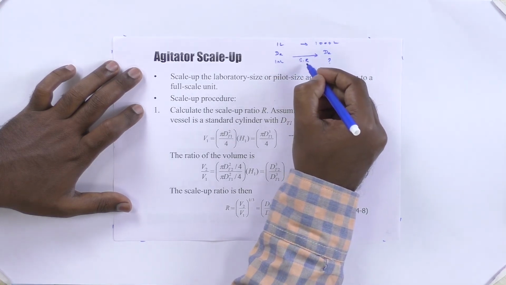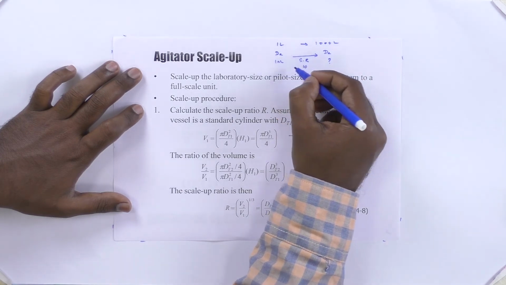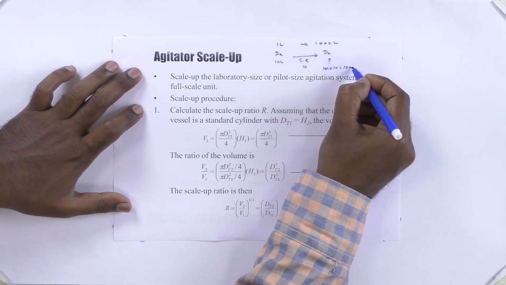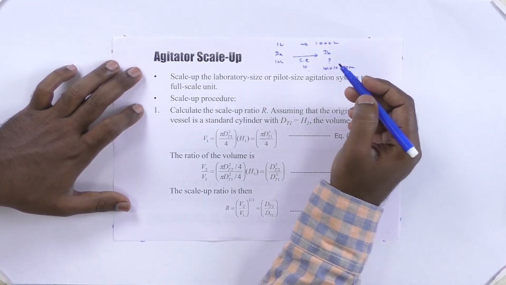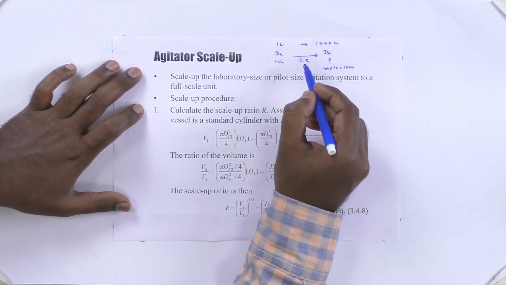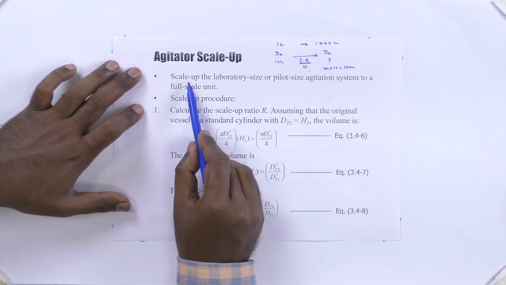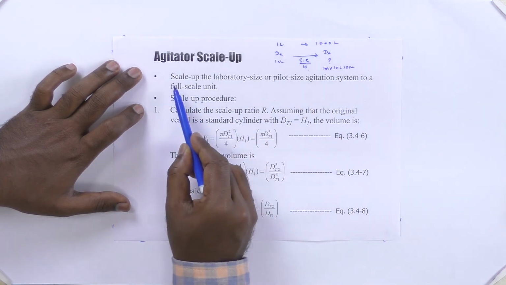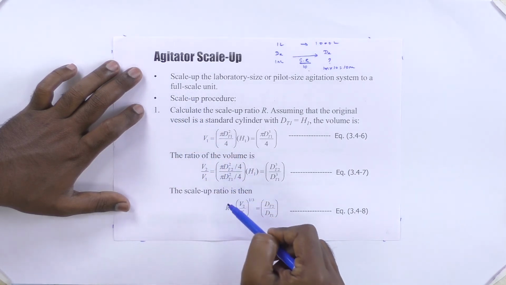To calculate the scale up ratio, for example, if it is going to be 10, then 1 meter into 10, that is going to be 10 meter, which is the new dimension for the impeller diameter. So this is how we are going to follow. To calculate the scale-up ratio, we are going to follow this derivation. Scale up the laboratory size or the pilot size agitation system to a full scale unit. The full scale unit is nothing but the industrial unit. So this is the scale up procedure.